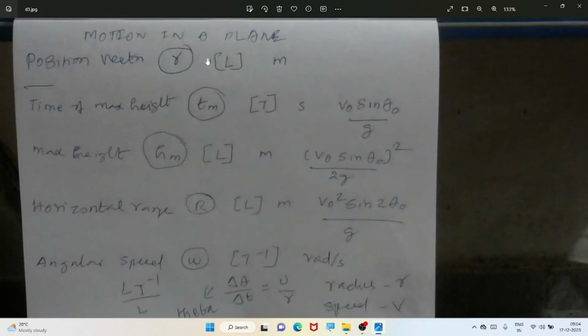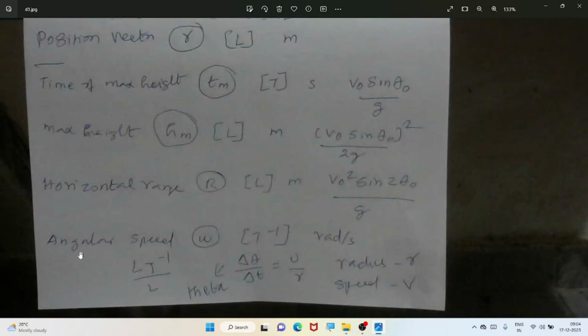Position vector R, that is in meters, L. Time of maximum height, that is time in seconds. Maximum height in meters, that is L. Horizontal range, L. Angular speed, omega, that is 1 by t, that is T^-1. R is the radius, V is velocity.